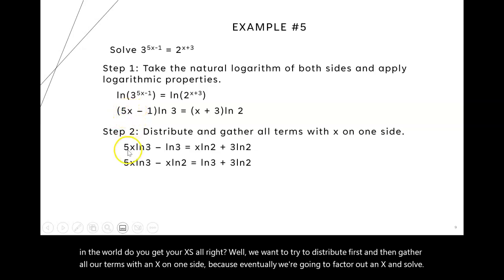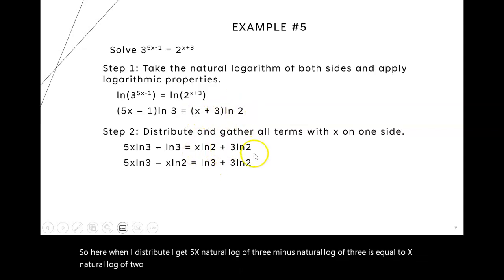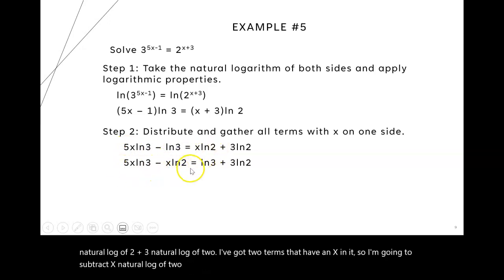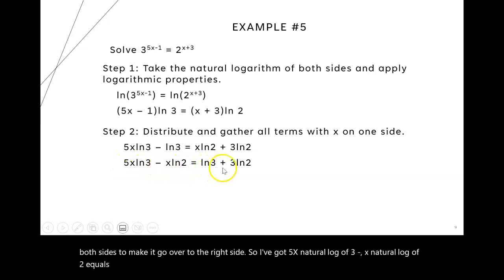So here, when I distribute, I get 5x natural log of 3 minus natural log of 3 is equal to x natural log of 2 plus 3 natural log of 2. I've got two terms that have an x in it, so I'm going to subtract x natural log of 2 to the left side, and I'm going to add natural log of 3 to both sides to make it go over to the right side. So I've got 5x natural log of 3 minus x natural log of 2 equals natural log of 3 plus 3 natural log of 2.